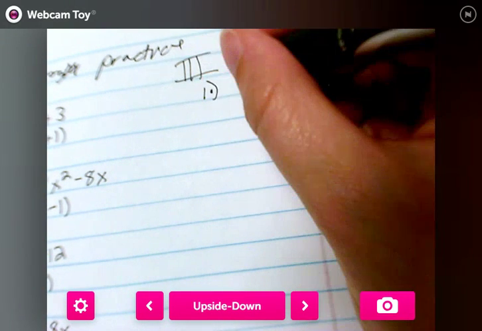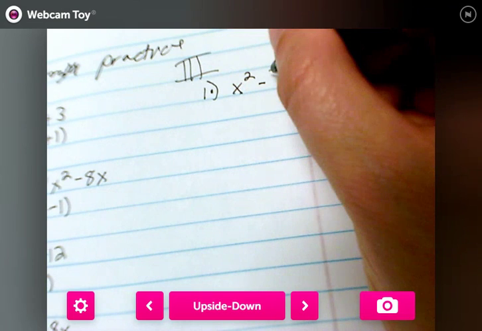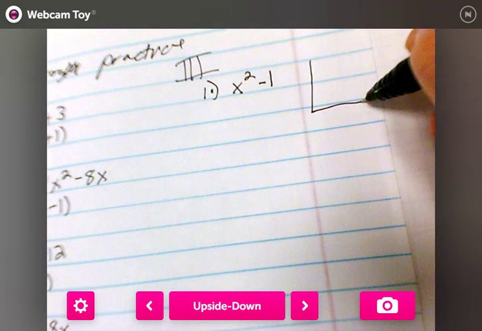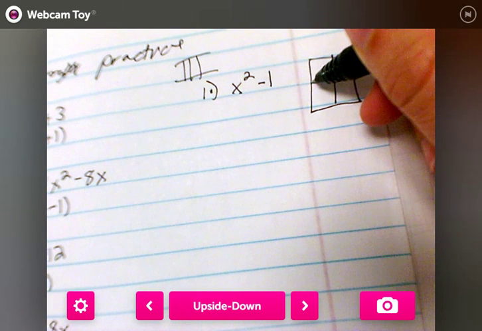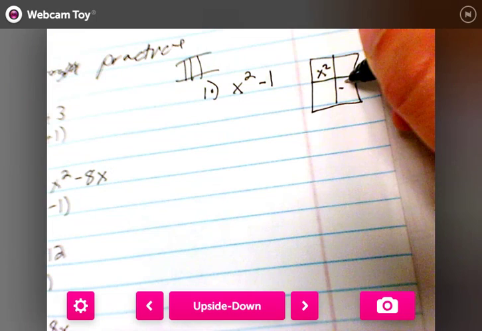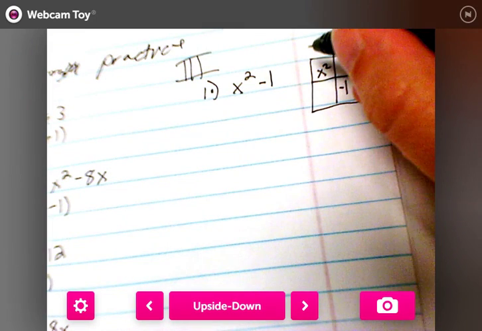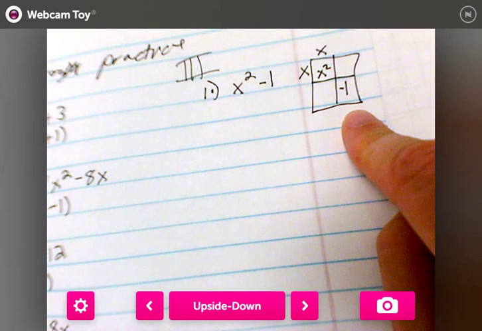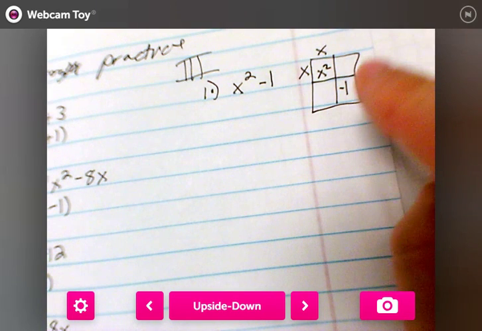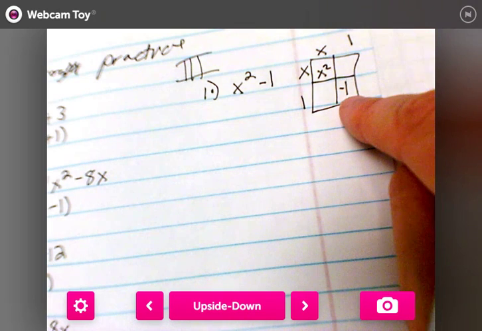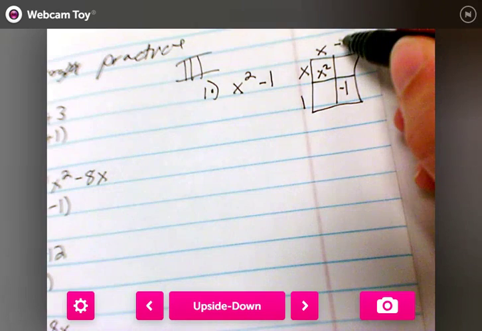Number 1 says x squared minus 1. Okay, so if we were making that whole Punnett square thing, we know this is x squared. We know this is negative 1. We know x times x is x squared. What times what gives us 1? 1, right? But does one of them have to be positive and one have to be negative so I can get a negative answer? Yeah. So we'll make 1 negative, 1 positive.